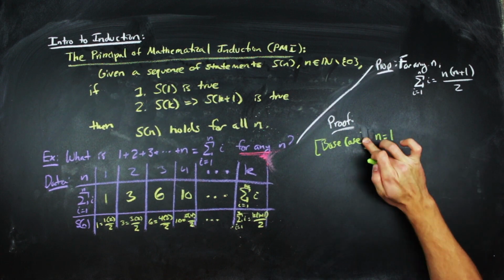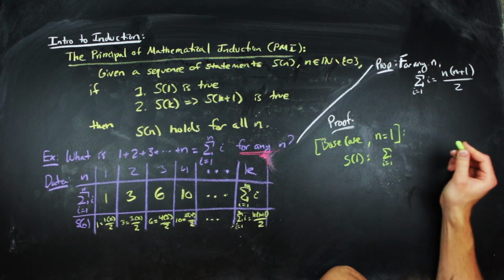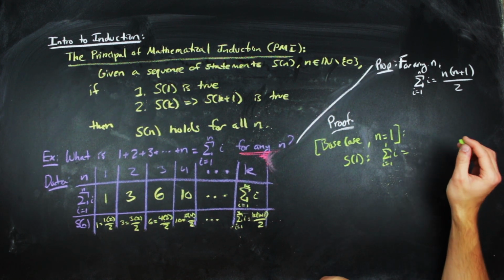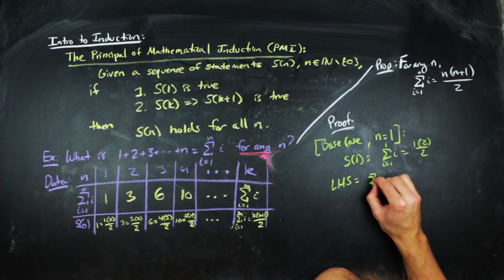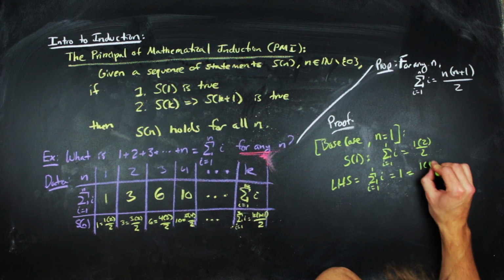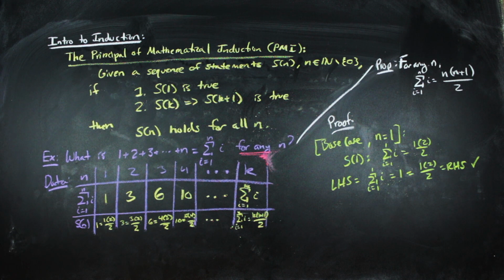To satisfy the first condition of induction, we only need to show that the base case is true. That is, the statement S of 1 is true. We've already done this, but to be completely explicit, we can just plug in 1 into both sides of the equation proposed, and yield a left-hand side of 1 and a right-hand side of 1 times 2 divided by 2 is equal to 1, which is equal to the left-hand side.